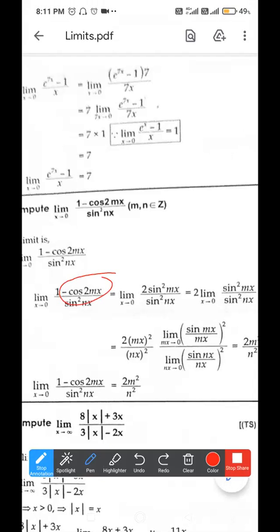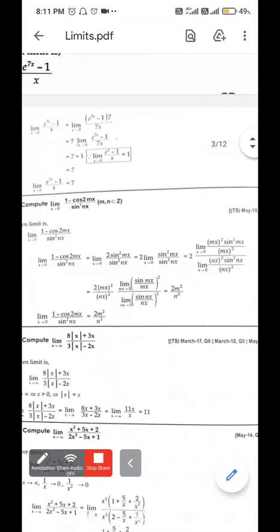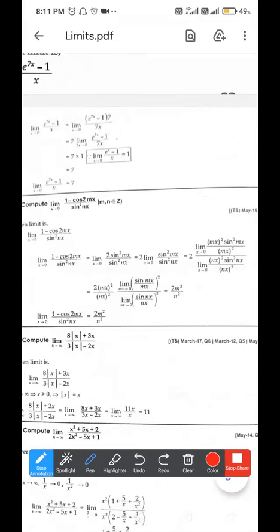We had learned that 1 minus cos 2x is equal to 2 sine square x, right? Remember this formula. So the numerator becomes 2 sine square mx and the denominator 2 sine square nx. Take this 2 outside. Sine mx by sine nx. Now, what is the formula?